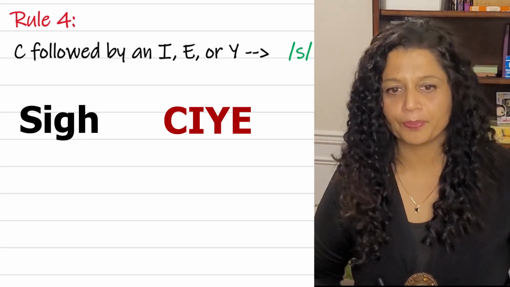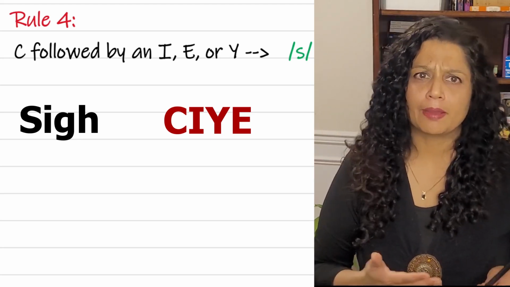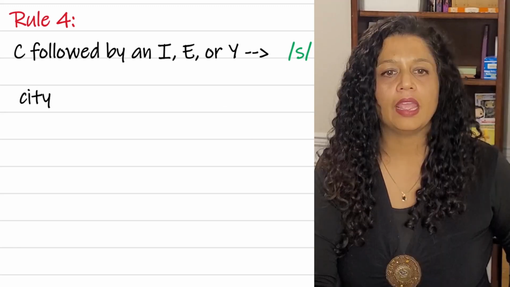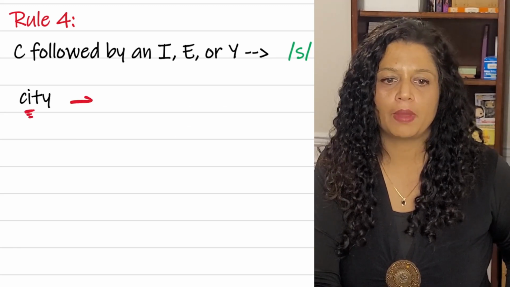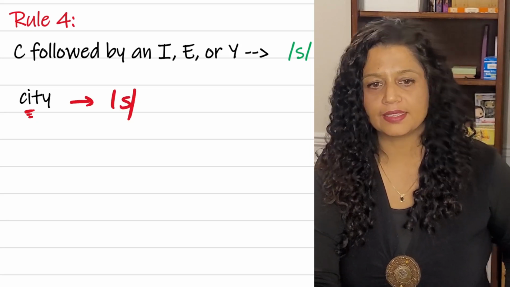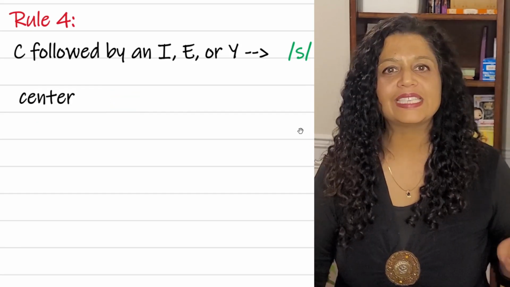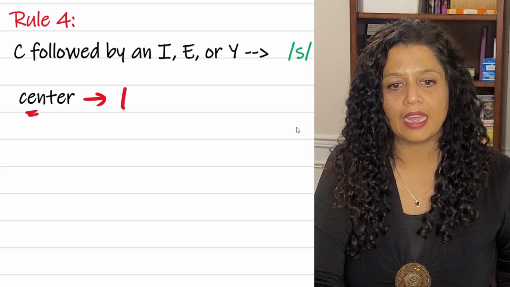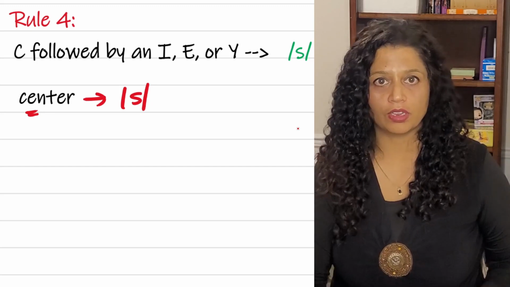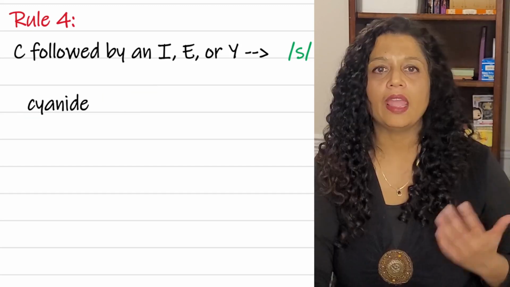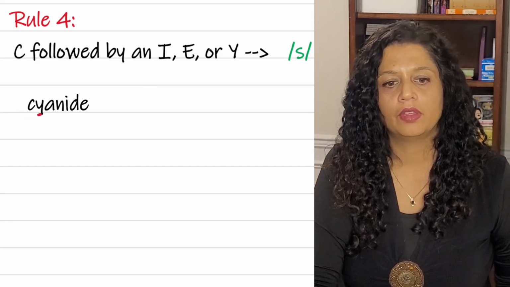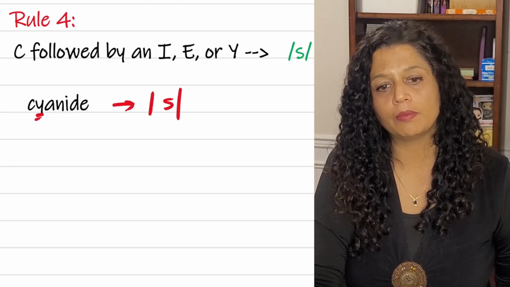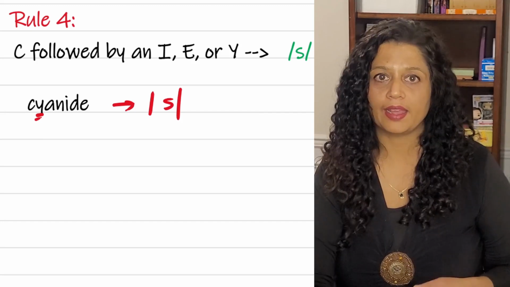Maybe it'll help nobody. Let's take some actual examples of words where the letter C makes the S sound. In the word city, the letter C is followed by I, therefore it makes the S sound, city. In the word center, the letter C is followed by the E and it makes the S sound according to our rules, center. In the word cyanide, the letter C is followed by the letter Y. According to our rule, it makes the S sound, cyanide.